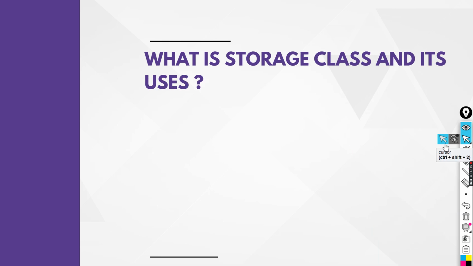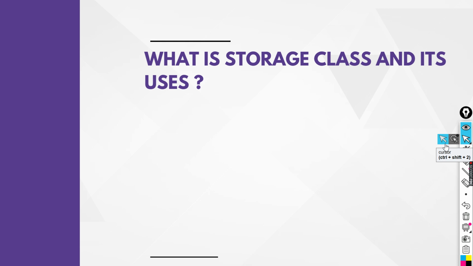Let's see what a storage class is and its uses. A storage class in C defines the scope, lifetime, memory location and default value of a variable. So it determines how memory is allocated for a variable and whether its value passes between function calls. There are four main storage classes in C: auto, register, static, and extern.